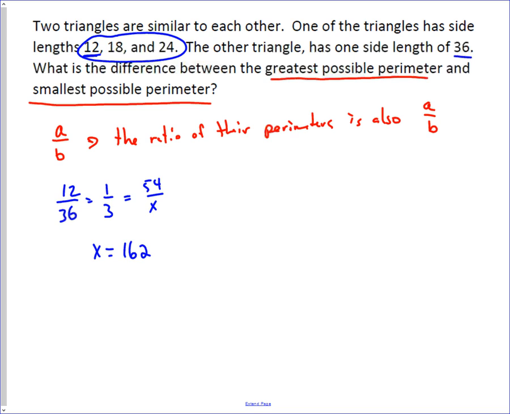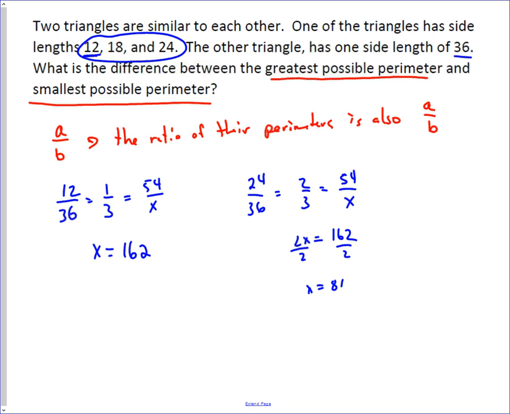If we want to find the small one, then we look for the smallest ratio, and that would be taking the biggest side and putting that corresponding to 36. And that equals 2/3. And then we set that equal to, well, again, we know the perimeter is 54, and we need to find the perimeter of our smaller triangle. So we solve this equation, and we get 2x equals 3 times 54, which is 162. Divide both sides by 2, and you get x is 81.